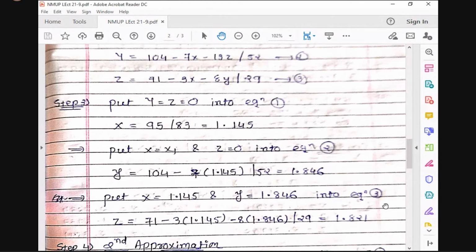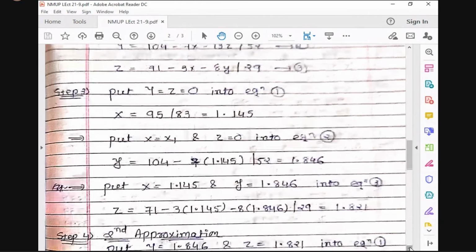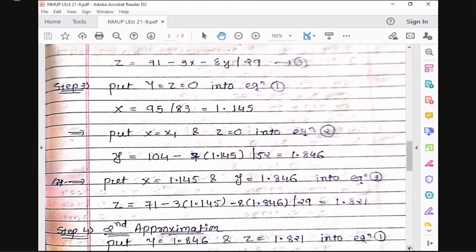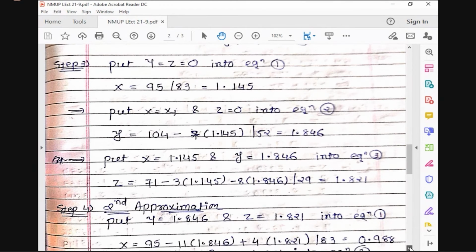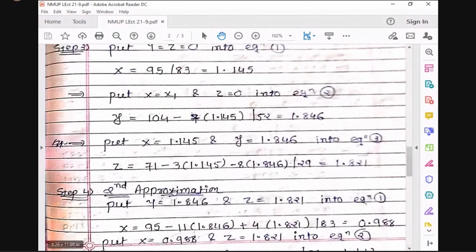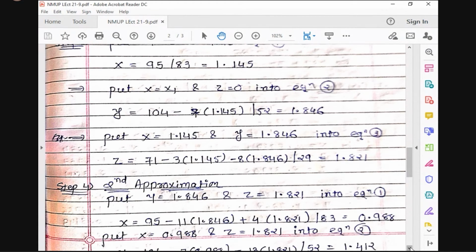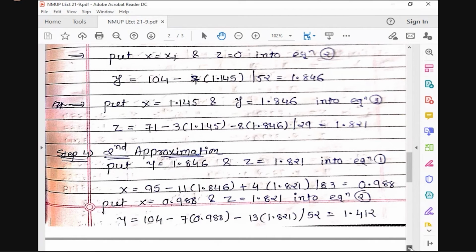Now in the second approximation, what do we have to do? We have to take the values of x, y, and z and try to find out the values of x1, y1, and z1. So in this second approximation, we have to take this value of y and z and repeat the same procedure. And by doing this, I got the value of x2. Over here, by mistake, I have written x. You can write this x1 or x2, whatever order that you are giving.